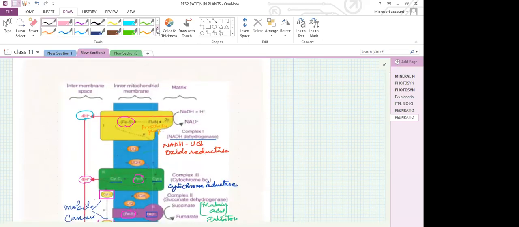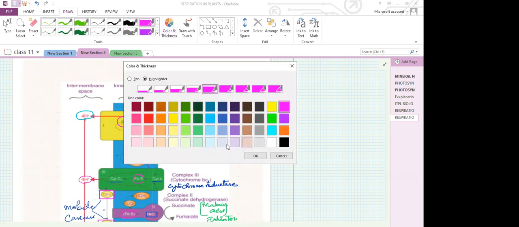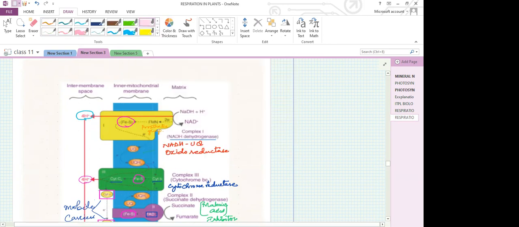Let me take a color to highlight it. Okay. Which color shall we take to highlight? Whichever is not there, we can take that color. Yes. So this is complex 1. It's not shown, no. So let me take this. This is complex 1, you can see.